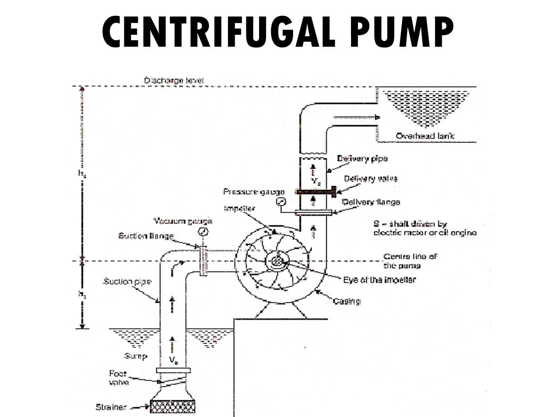In the delivery side you have the delivery flange or the scroll case delivery flange, and at the delivery flange there is also a pressure gauge to note the pressure, and then we have the delivery valve. Once the delivery valve opens, the water is taken to the overhead tank. So the working of a centrifugal pump is very simple. Now we'll look at each part one by one.